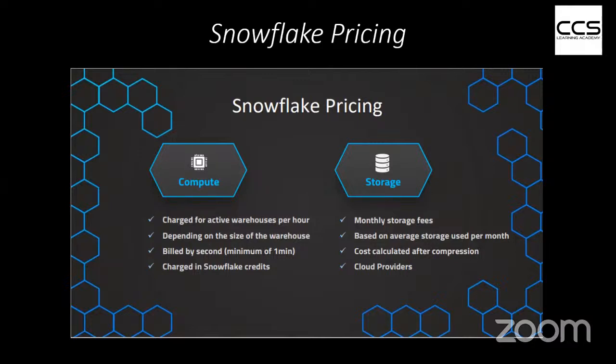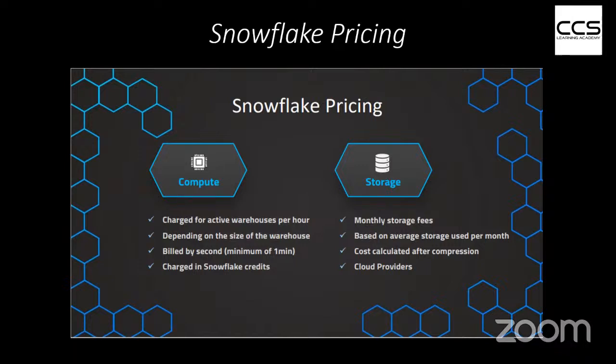So we are charged a monthly storage fee that is based on the average storage used per month, and it's important that this cost is calculated after hybrid columnar storage compression. That means all the data that you store in Snowflake will be well compressed and actually stored on the infrastructure of the backend cloud provider.